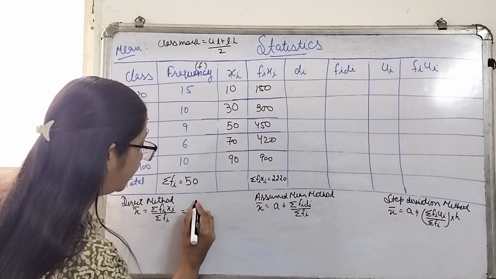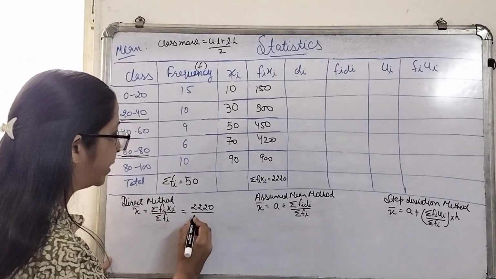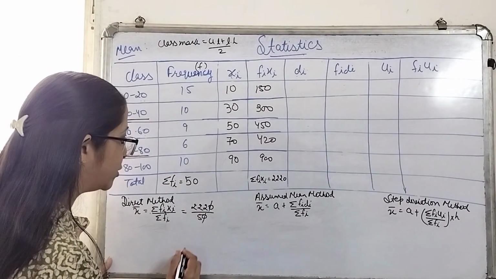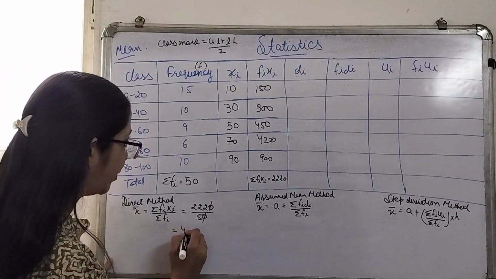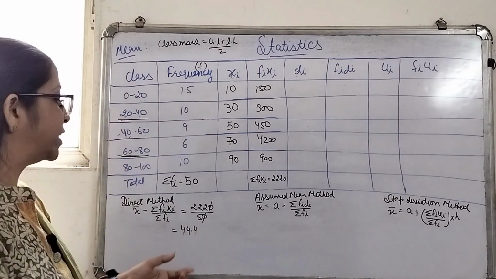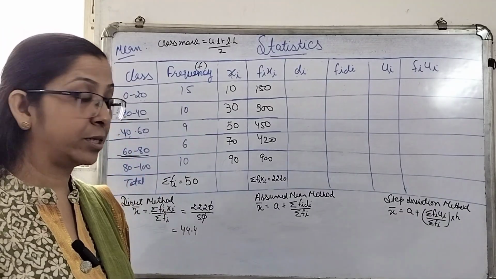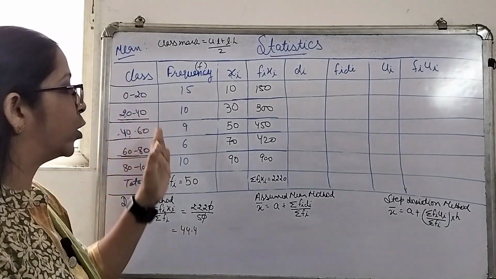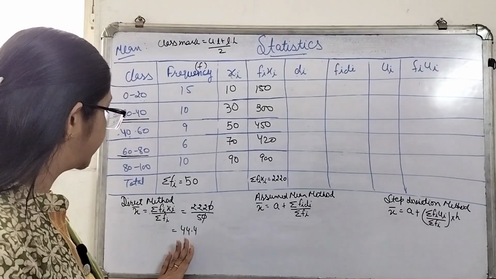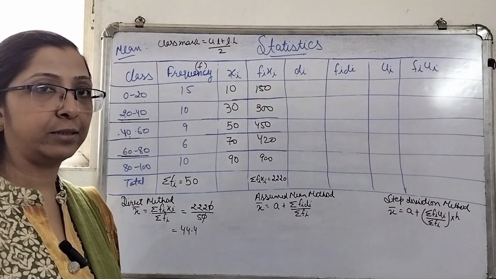So summation of fi xi is 2220 and summation of fi is 50. So we will solve it further. 5 4s are 20, 5 4s are 20, then point, then 4. That means 44.4 is the average marks of the students. This is the mean of all these students' marks. This is your 44.4, this is the mean. By the direct method, we can find it like this.